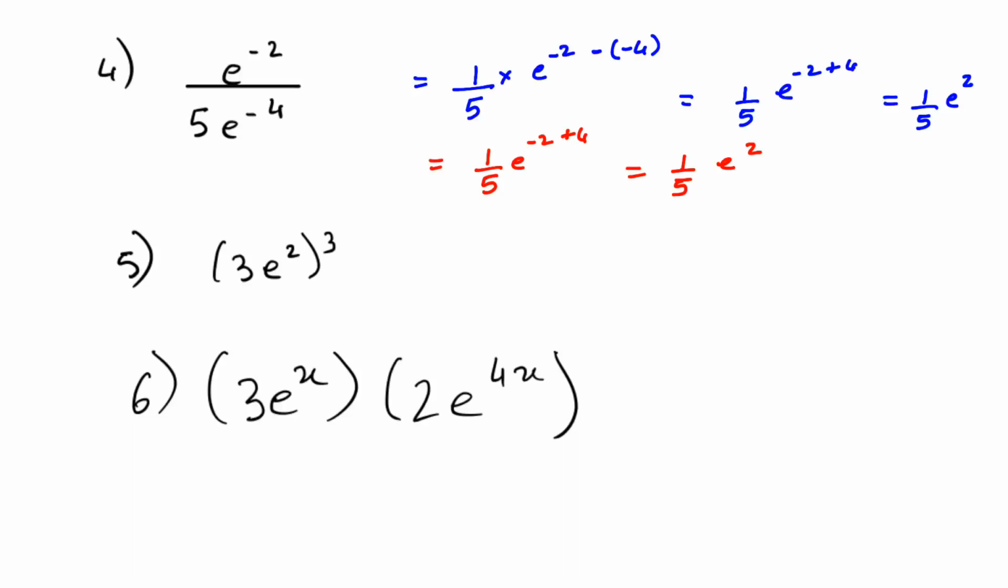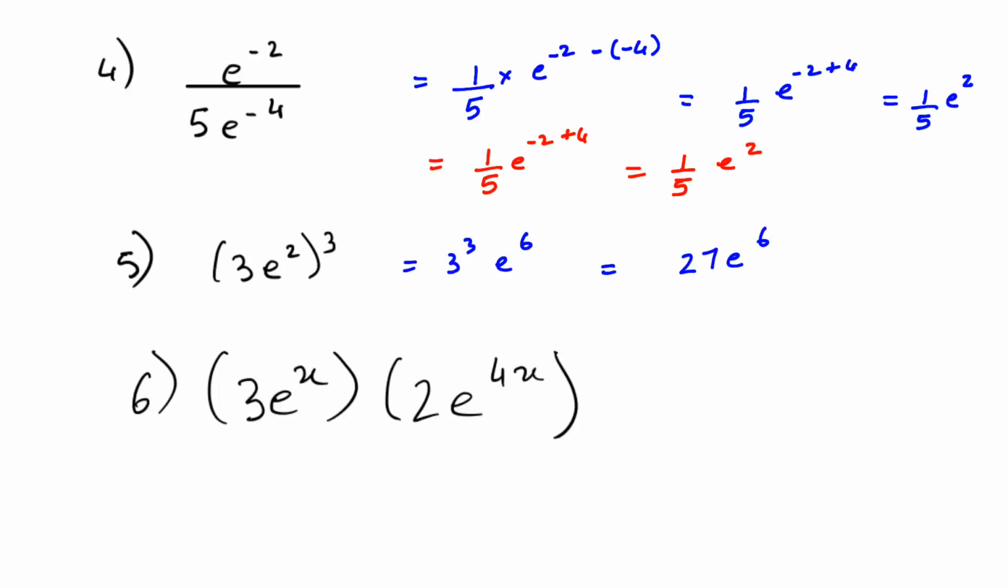The next question, we have a bracket and we have a power outside. That power is for each term which is inside. So that will be 3 to the power of 3 and e, 2 multiplied by 3, 6, which is 27 e to the power of 6.